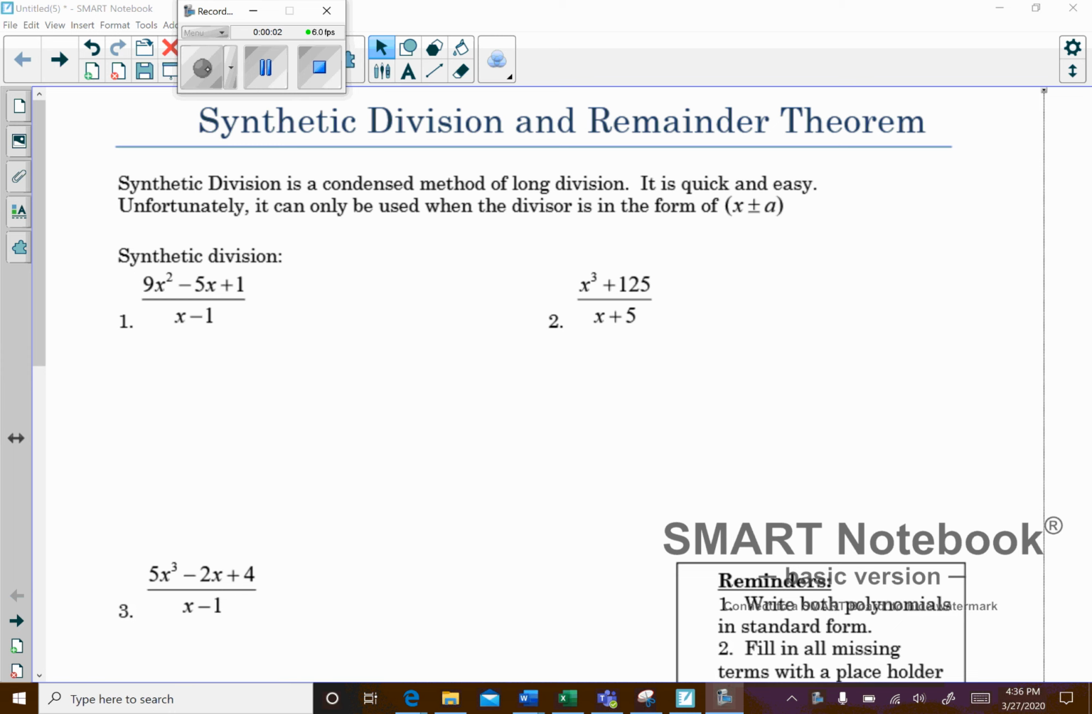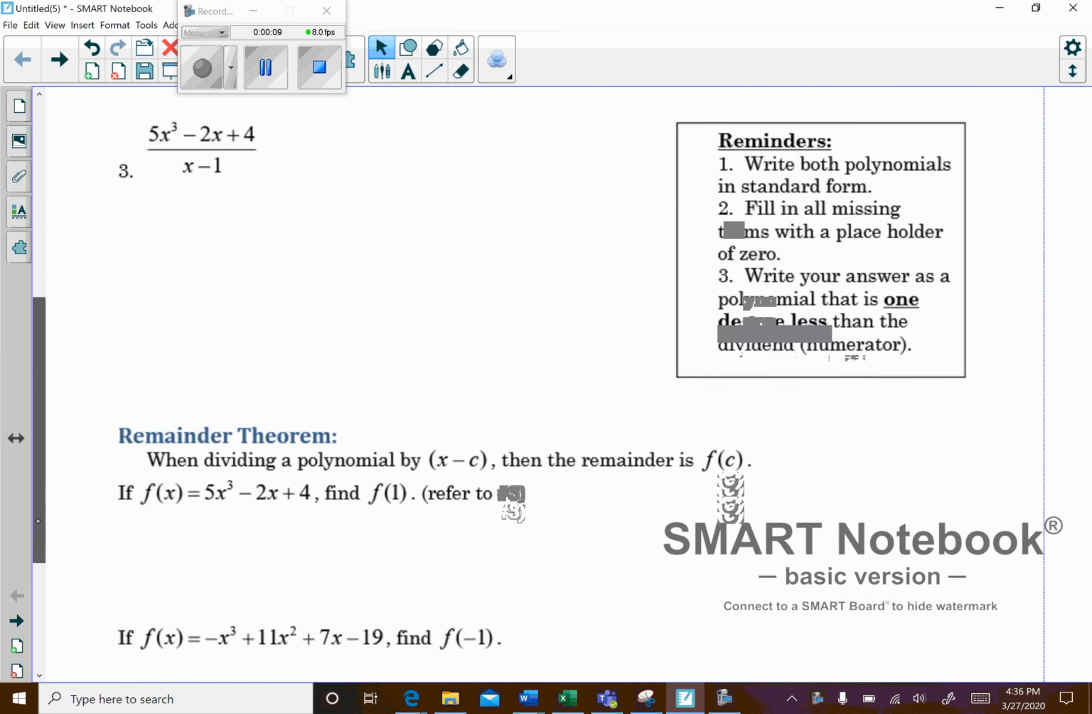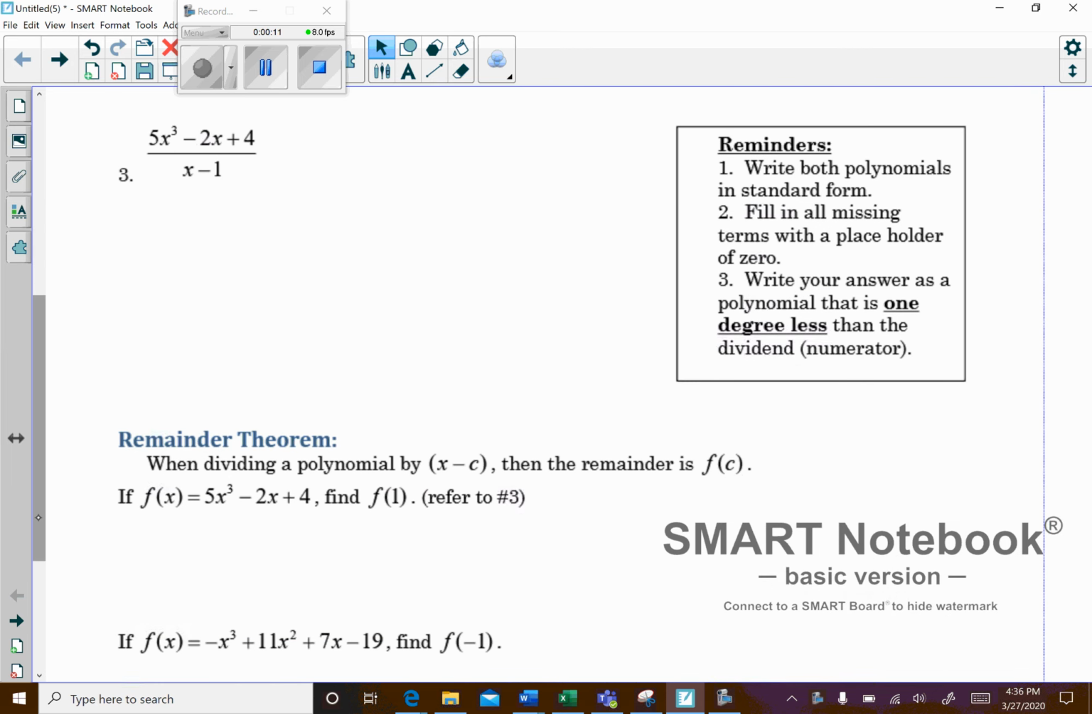Okay, so I'm going to make a quick video for some of these examples that were missed in the first one. So real quick, just to review synthetic division, I'm going to work number 3, and then I'm going to go over the remainder theorem and then the factor theorem.